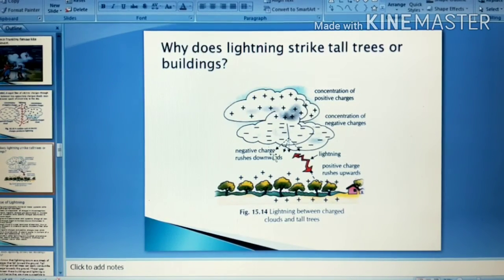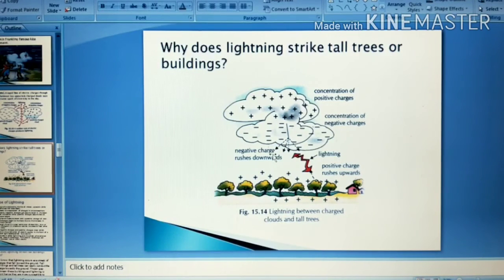When electric charge flows between a charged cloud and a tall building on the earth, we say lightning has struck. What are the harmful effects of lightning?